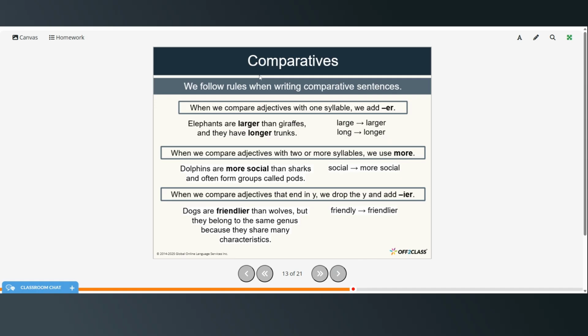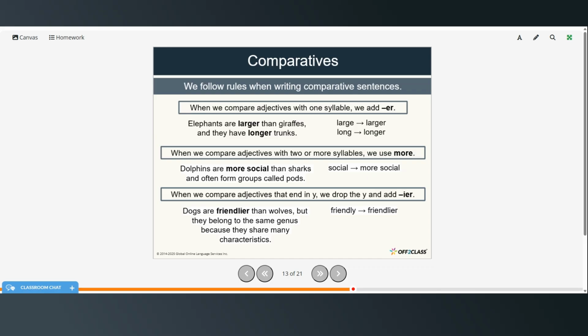Okay, we follow some rules when writing comparative sentences. When we compare adjectives with one syllable, we add er. So elephants are larger than giraffes and they have longer trunks. So large becomes larger, long becomes longer. When we compare adjectives with two or more syllables, we use more. So dolphins are more social than sharks and often form groups called pods. So social has two syllables, so we say more social.